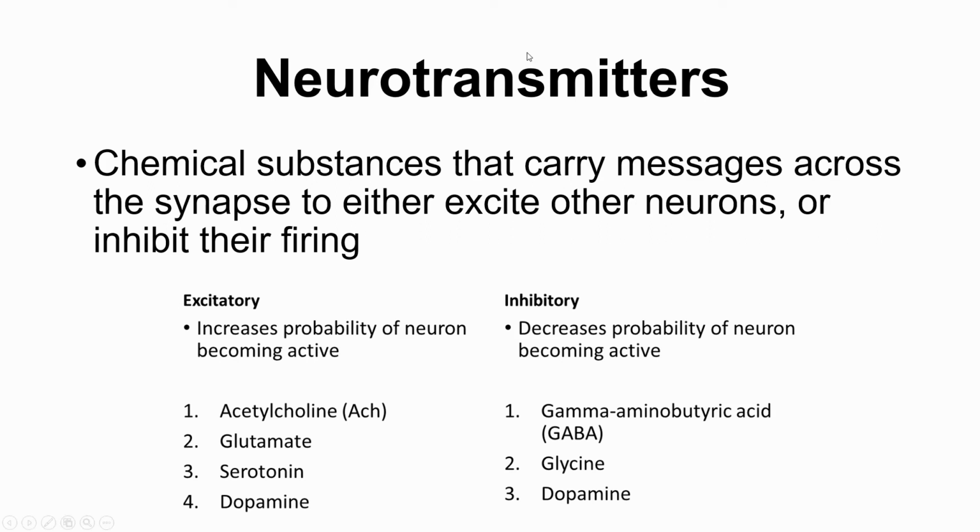When we're talking about our neurotransmitters, I already kind of gave the definition, but they're chemical substances. They're going to carry messages across the synapse, and they can serve one of two functions. They can either excite the next neuron, or they can inhibit the next neuron. Being an excitatory neurotransmitter means that you make it more likely that the next neuron fires. If you inhibit firing, or are inhibitory, you make it harder for the next neuron to fire.